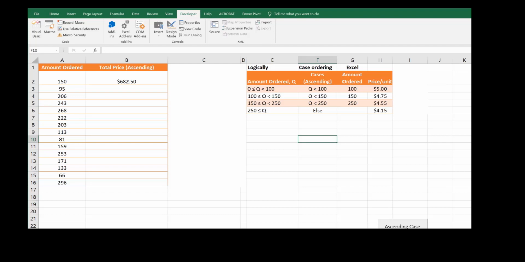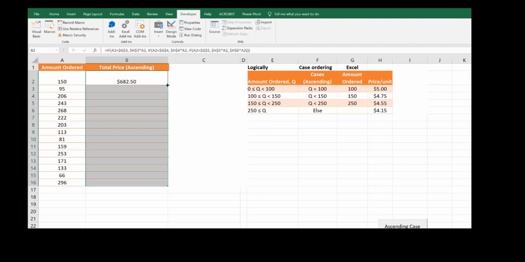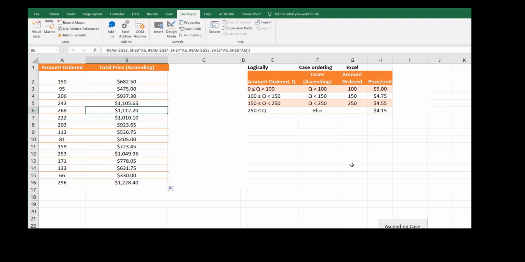Now we can autofill the rest of our table. Then we can double check a couple more. So let's think about 268. We are in this final case, and so here we would charge 415 times 268, or 112.20, which is exactly what we got.